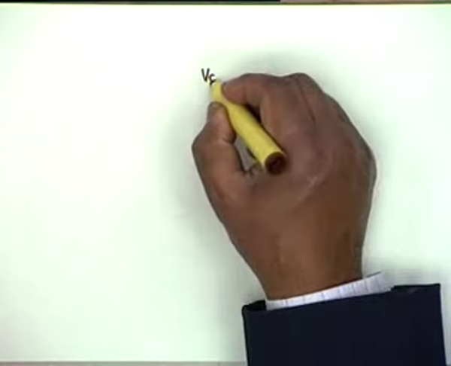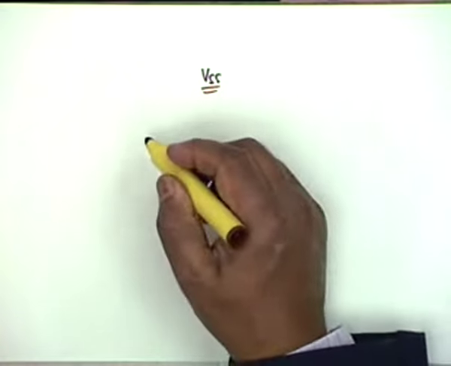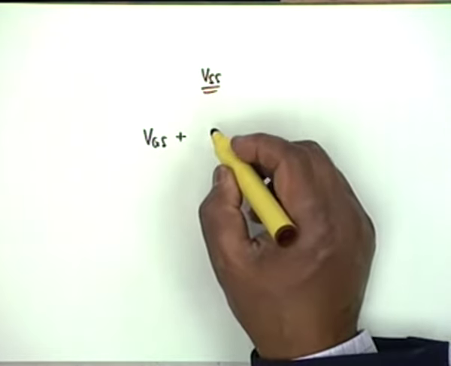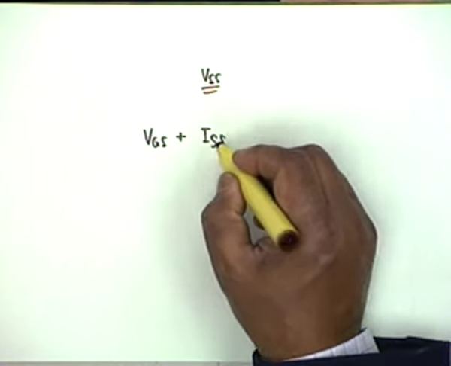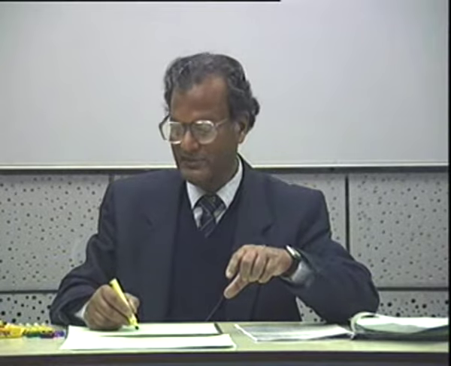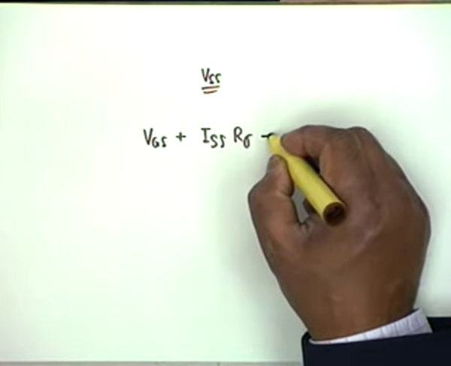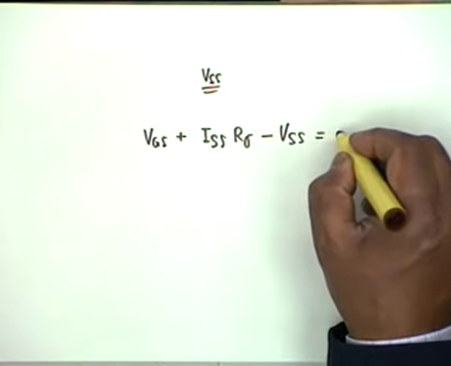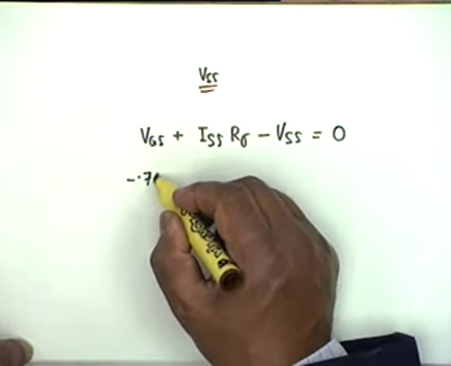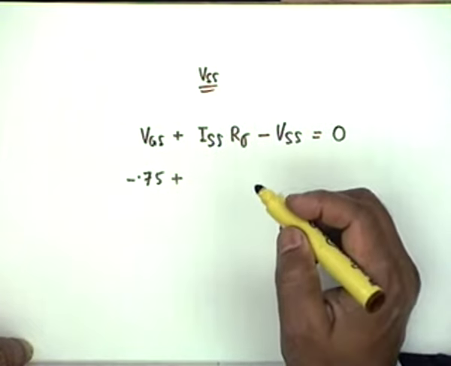Now as far as VSS is concerned, for VSS we can write the following equation: VGS plus ISS, we are coming from the ground, VGS plus ISS multiplied by R sigma, then minus VSS equal to 0. Now we know VGS, which is minus 0.75. We know ISS. How much is that?